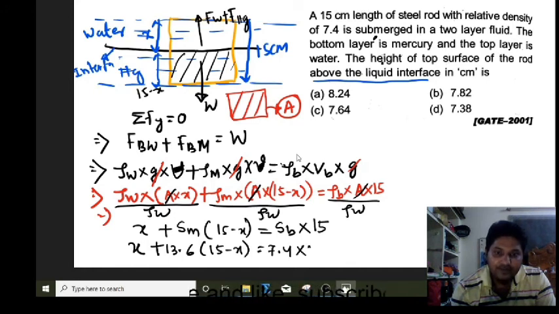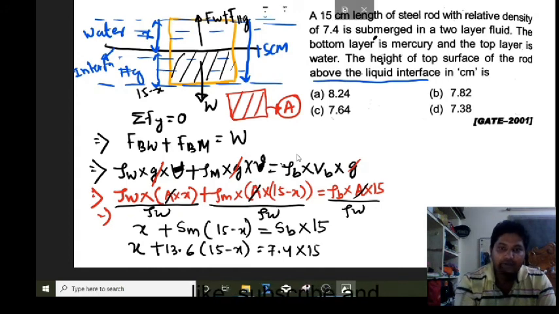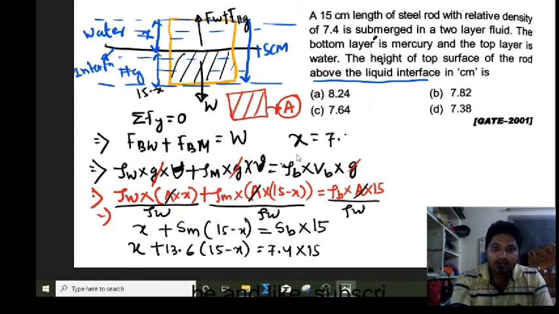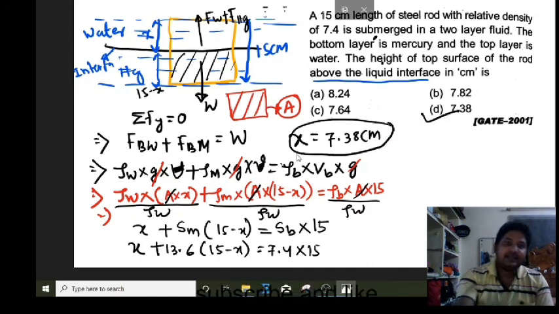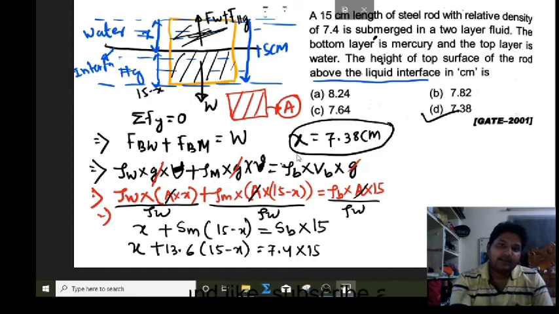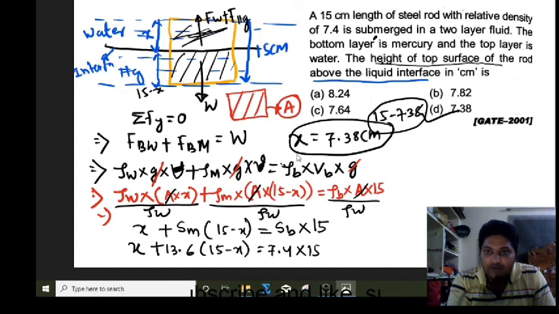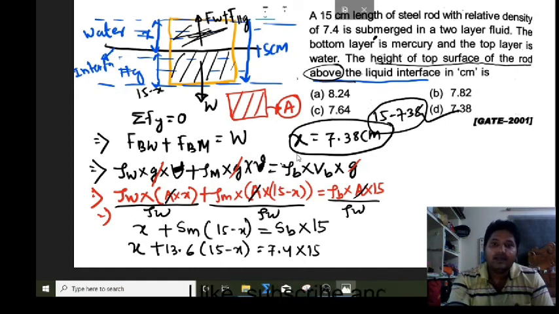Now if you solve, the x value comes out to be 7.38. So this is 7.38 centimeter, the part that has been submerged inside the water. If it would ask what is the part submerged inside the mercury, then you have to do 15 minus 7.38. So you have to see clearly what it is asking. It is asking the height of the top surface of the rod above the liquid surface. If it is below the liquid surface, then it would be 15 minus 7.38.